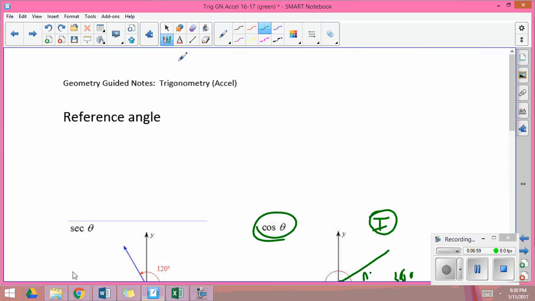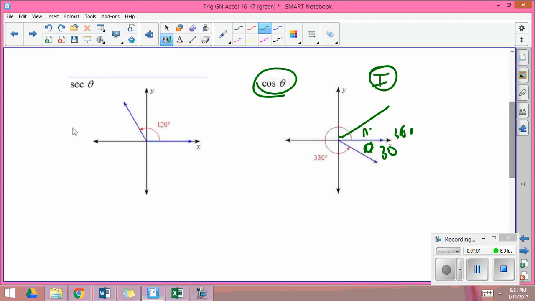And so cosine of 30 is equal to the square root of 3 over 2. Now, quadrant 1 cosine is positive. Quadrant 4 cosine is positive, and so the cosine of 330 is also the square root of 3 over 2.